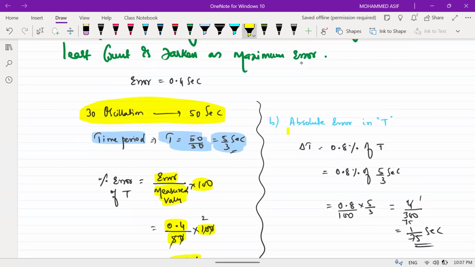Now what is the next one asking? Absolute error in T. That means delta T by T. Delta T by T is 0.8% of T. How much is T? 5 by 3 seconds, we already found it at the start. So just multiply it and we get 1 by 75 seconds as the answer. Am I clear?